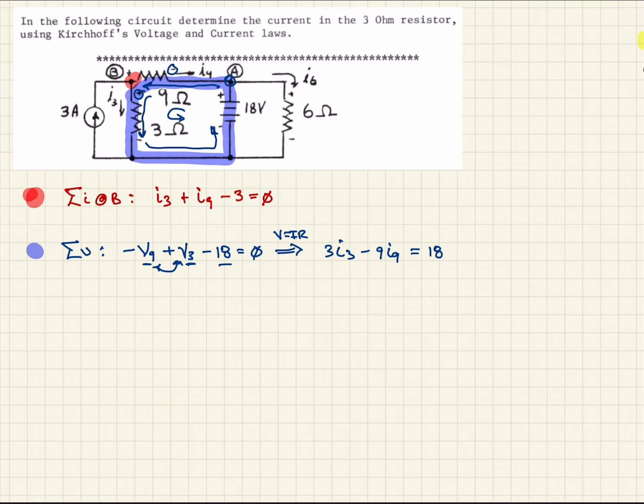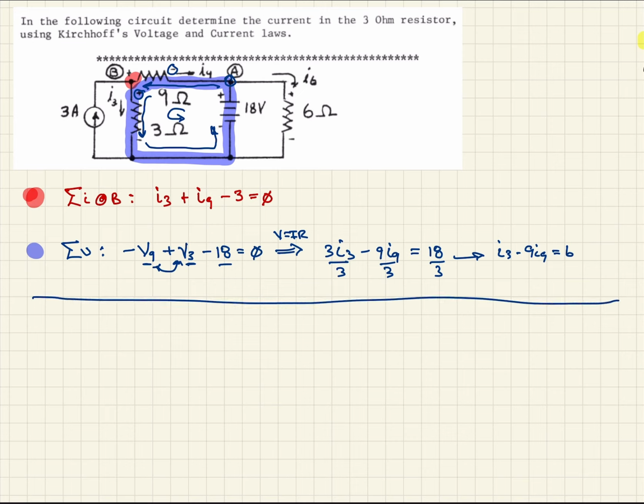So now we have 2 equations, 2 unknowns. We can further simplify this by dividing each of these by 3 throughout. And so when we do that, we're left with I3 minus 3I9, and that is going to equal 6. So now I want to just bring this down. First we'll just bring down this equation just as it is. So that's I3 plus I9. And I want to move the 3 over to the other side. So add 3 to both sides, and that'll equal 3.